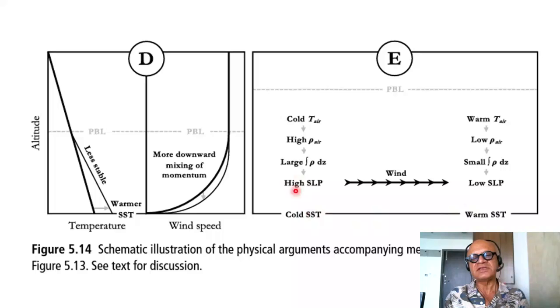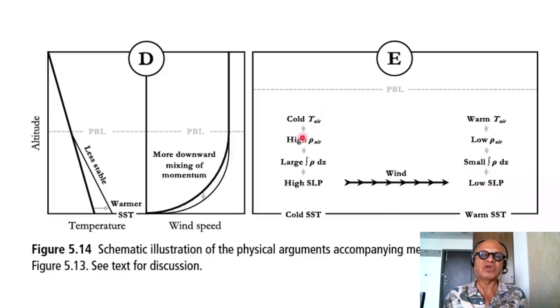or cold to warm SSTs, here you have high sea level pressure, so a large integral of rho dz, or mass above this boundary layer, above this surface, so you have a high volume and mass of air. So cold air is going to reinforce this, whereas you have winds being driven from high sea level pressure to low sea level pressure, especially if Coriolis is weak, and by the same token you have warm air leading to low density of air, small weight of the air, hence low sea level pressure.